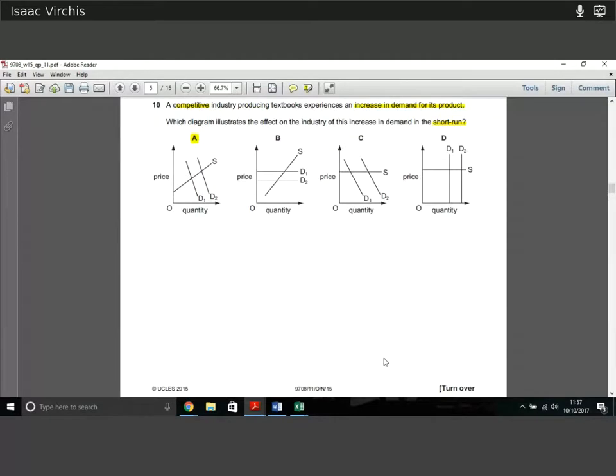Question number 10. Here, that's going to tell you about the shape of the supply curve in a competitive industry. The supply curve is always upward sloping, so this is eliminating a number of the other options. And you've also got an increase in demand, quite clearly an addition to the right of the demand curve. And the answer is A. The reason for this is the competition. A change in price is going to have an impact on the quantity demanded and supplied.